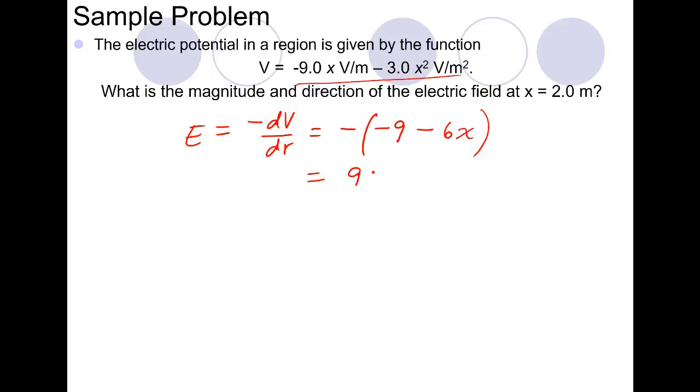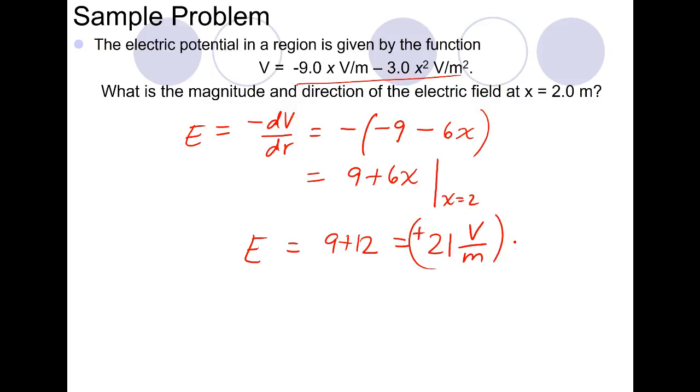So that's going to be 9 plus 6x, but we want to evaluate this at x equals 2, so E is equal to 9 plus 12, which is 21. Now we put the units back in, it's going to be volts per meter, and because we have a positive sign, our electric field is in the positive i hat direction. Okay, so far so good.